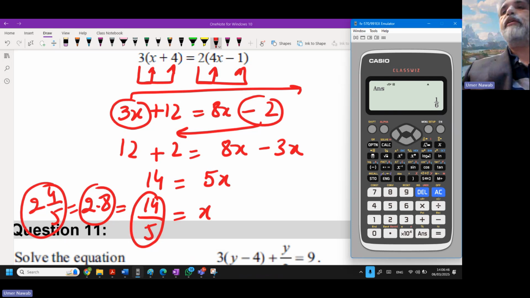But from the calculator, we want to confirm the answer. 3 bracket open, x plus 4 bracket close equals sign, 2 bracket open, 4 alpha x, -1 bracket close, shift solve. The calculator gave me 2.8 and my answer is correct.